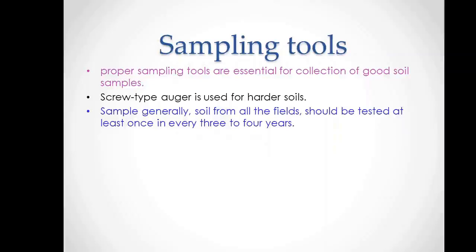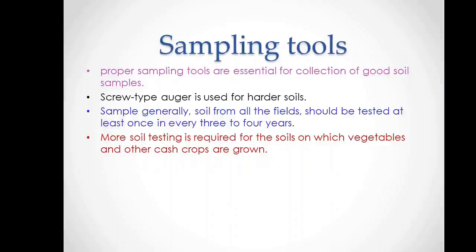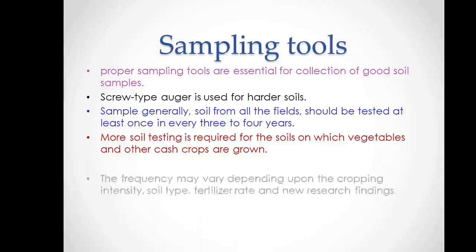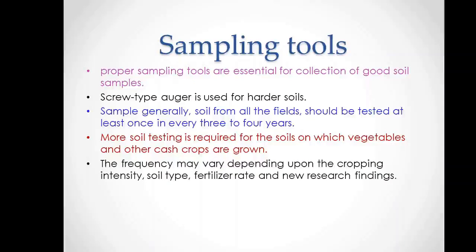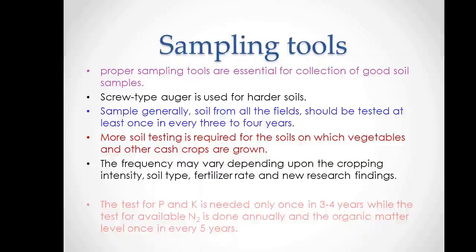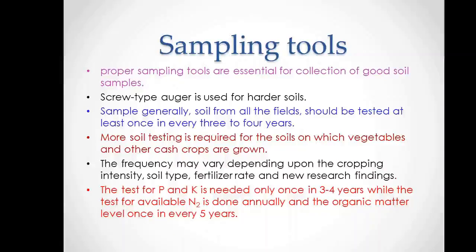Generally, soil from all the fields should be tested at least once in every 3 to 4 years. More frequent soil testing is required for the soil on which vegetables and other cash crops are grown. The frequency may vary depending upon the cropping intensity, soil type, fertilizer rate and new research findings. The test for phosphorus and potassium is needed only once in 3-4 years, while the test for available N2 is done annually and the organic matter level once in every 5 years.